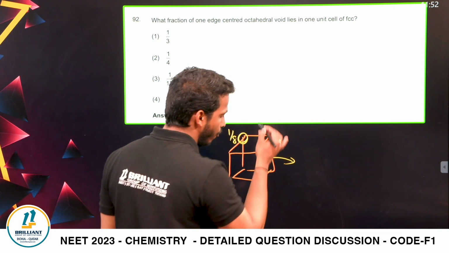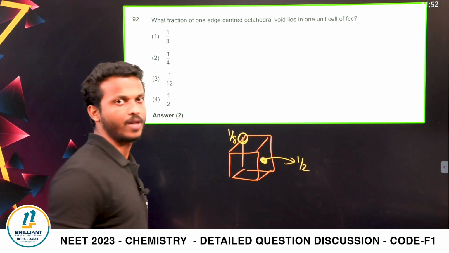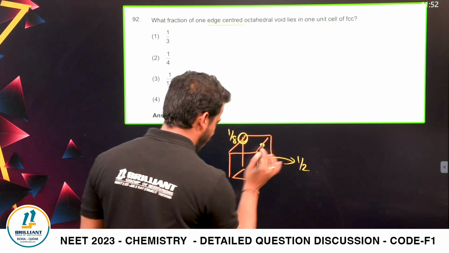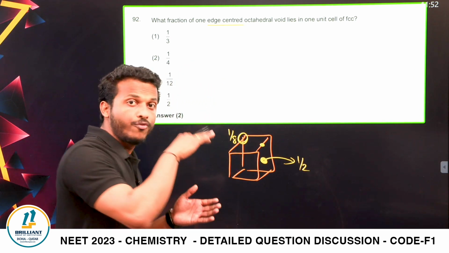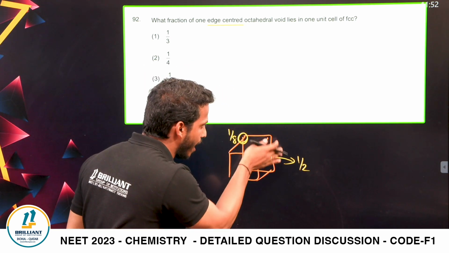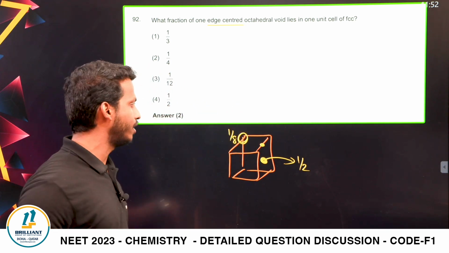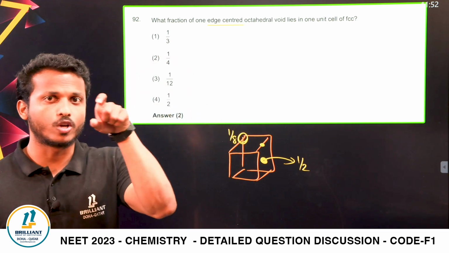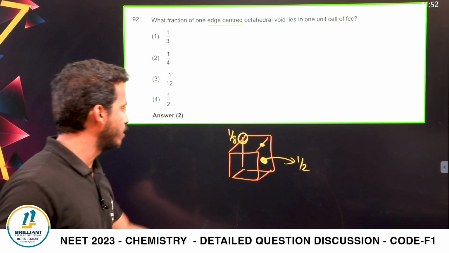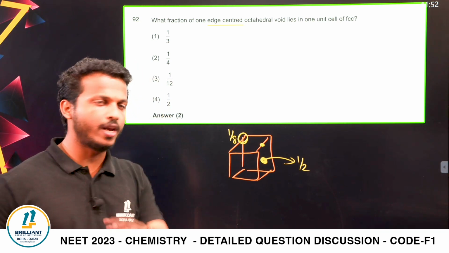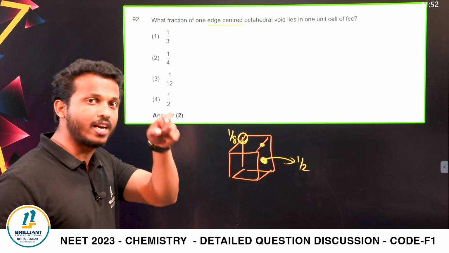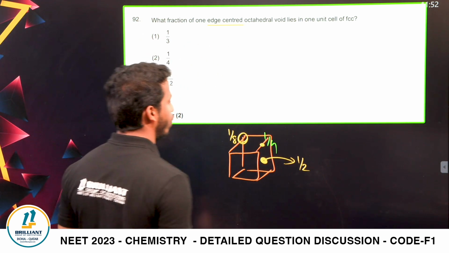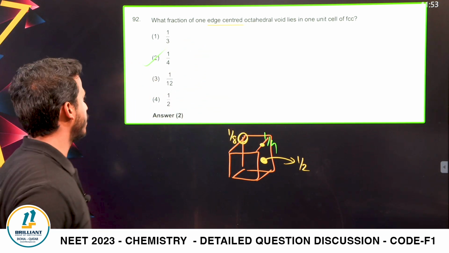So from each face center, you will get a half portion inside. Half is the contribution. They're asking about edge-centered, dear all. If there is any edge-centered sphere, it is shared by what? 4 unit cells, right? On top, this, and then again the same, one more on the other side. So one corner atom or sphere is shared by 8 adjacent spheres. One face center is shared by 2 spheres, so a half portion gets inside. An edge-centered sphere is connected to 4 adjacent unit cells, so 1 by 4th is the contribution from the edge-centered. So 1 by 4, 2 is the correct answer.